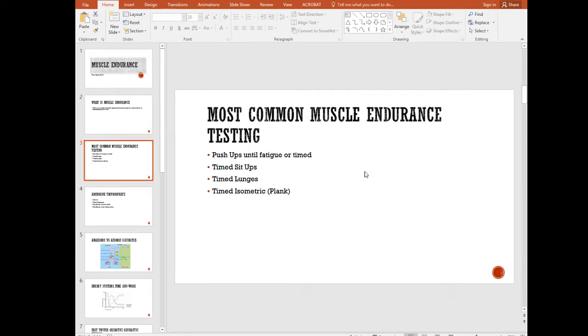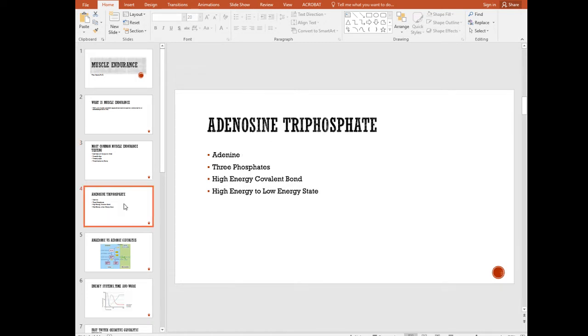So some common activities that would test muscle endurance would be push-ups for the upper body. So push-ups until they're fatigued. Sometimes you do them timed. Timed sit-ups, timed lunges for the lower body. Sit-ups are for the core. Even for the core, you might do something isometric where you hold a plank position.